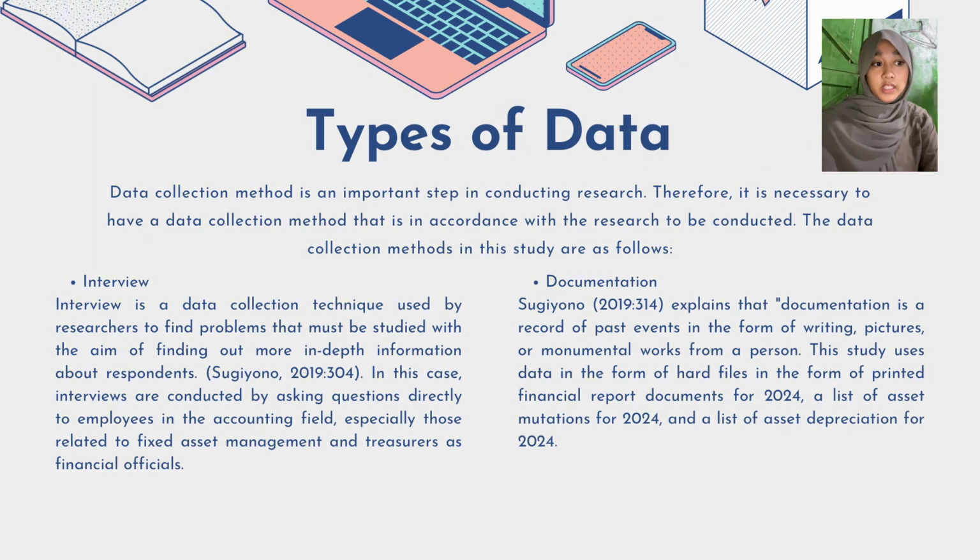Next one is documentation. Based on Sugiyono 2019, documentation is a record of past events in the form of writing or pictures of monumental works from a person. This study uses data in the form of hard files, in the form of printed financial report documents for 2024, a list of asset mutations for 2024, and a list of asset depreciation for 2024.